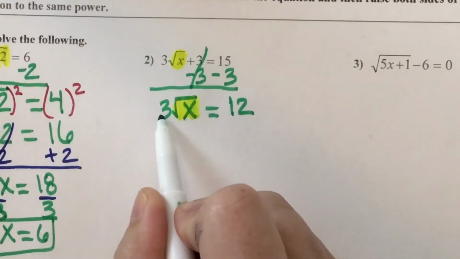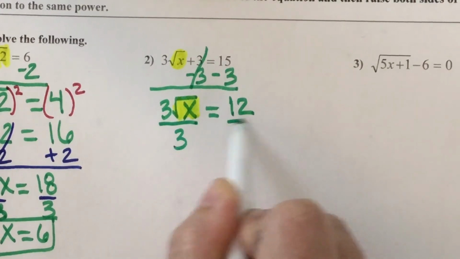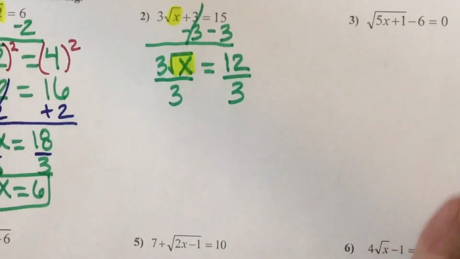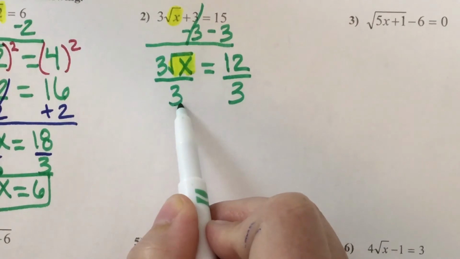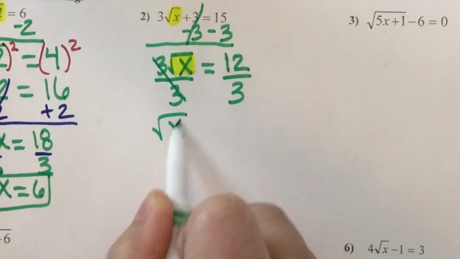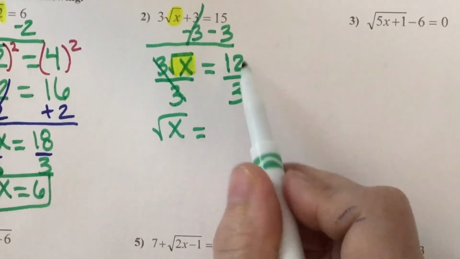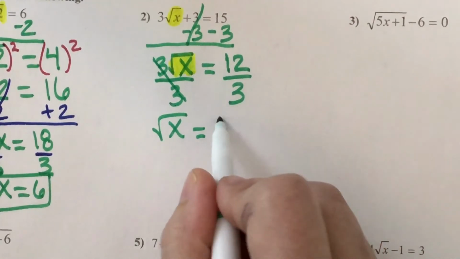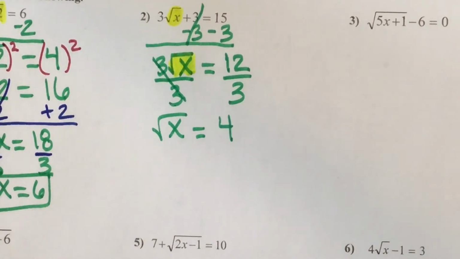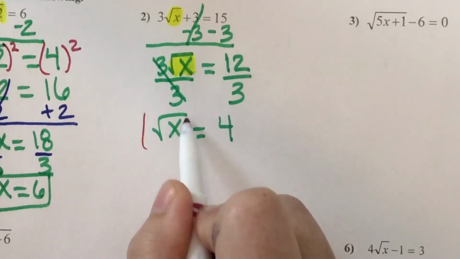Divide. This 3 is smushed, which means it's multiplied, and we get rid of multiplication with division. So 3 divided by 3 is 1. So all you're left with is the square root of x. And then what's 12 divided by 3? 4. So at this point, to get rid of a square root, we square.